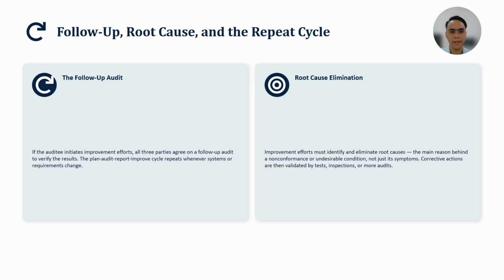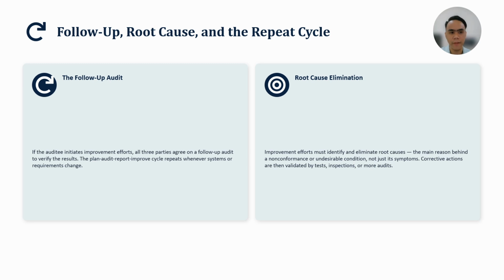So the audit process does not end when the report is submitted. Should the auditee initiate improvement efforts to correct nonconformities, the three parties, the client, the auditor, and the auditee, should agree on a follow-up audit specifically to verify results. The plan, audit, report, and improve cycle may be repeated whenever the systems or the requirements change. So this is generally a cycle, not a one-time linear process, and the results attained provide a measure of the effectiveness of the audit itself.